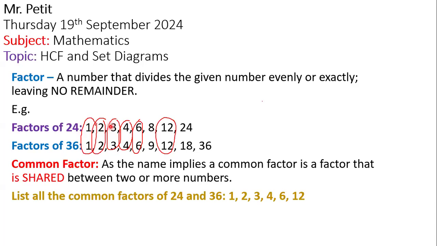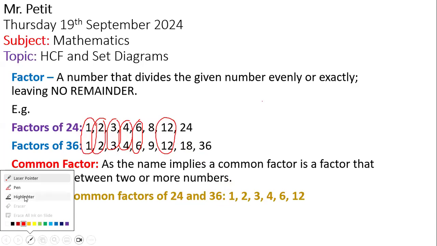3, 3, what else? 4, 6, 4, and 12. 6, and 12. And that's how we get the common factors of 24 and 36. All right? Good.